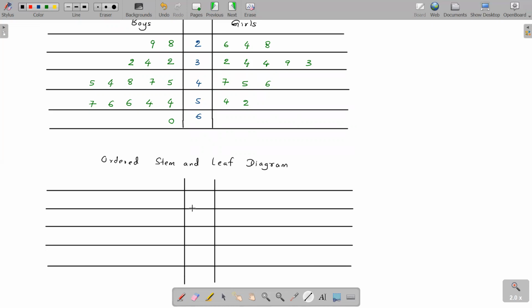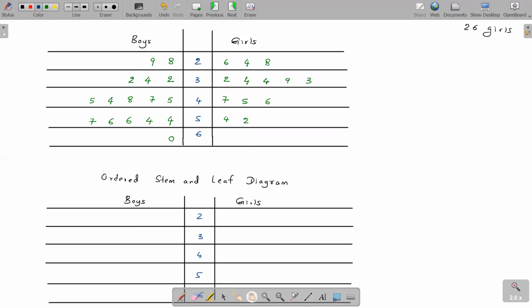Boys and girls. So let's order the stems 2, 3, 4, 5, 6. So let's take the leaves and order. I'll start with the girls. 6, 4, 8. How do you order this? First you get 4, then you get 6, then you get 8. So you have to order the leaves. Let's order the leaf diagram and completely draw this.